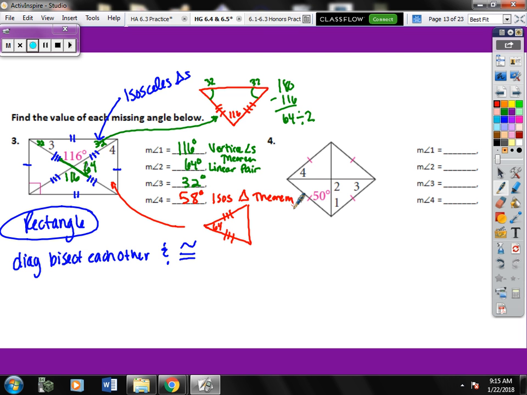Yes? Since it's a rectangle, it makes that a right angle, so I just added. Oh, so you used alternate interiors to move the 32 down here, or did you use it up here? I used this one. So he knew that these two have to add up to 90, so he just did 90 minus 32. That works too. Remember, this is a parallelogram, so you can also use alternate interior angles if you need to, because it has parallel sides.